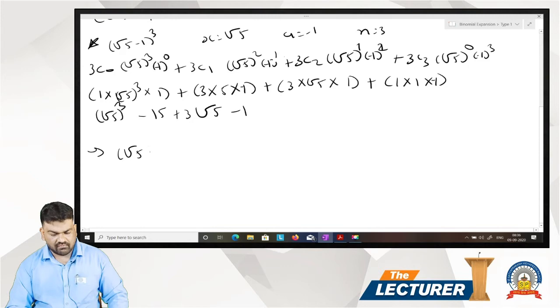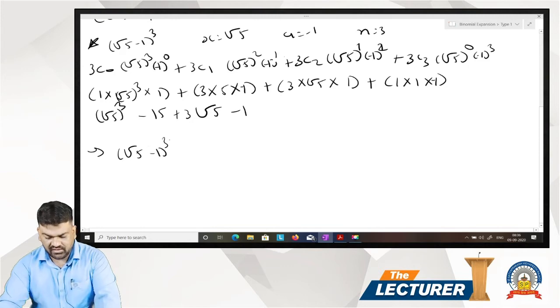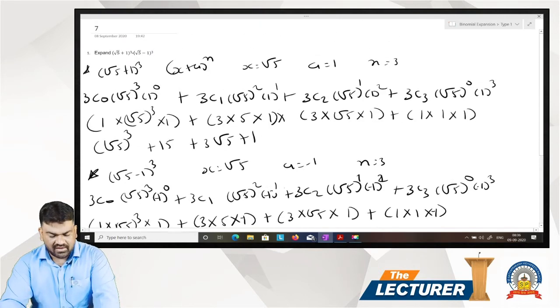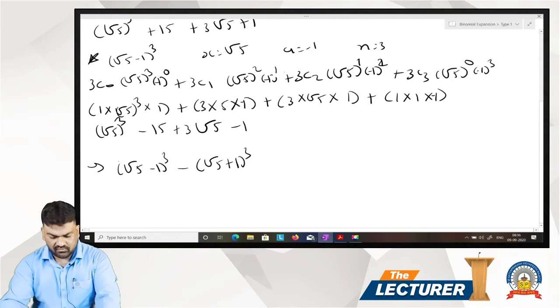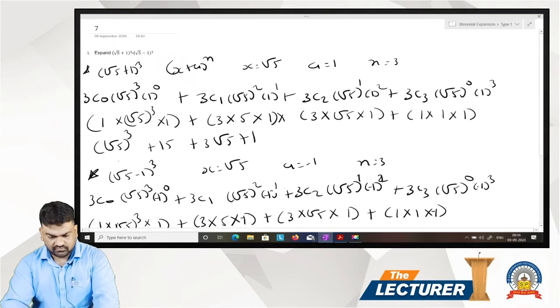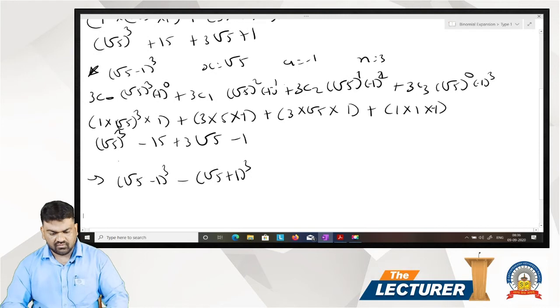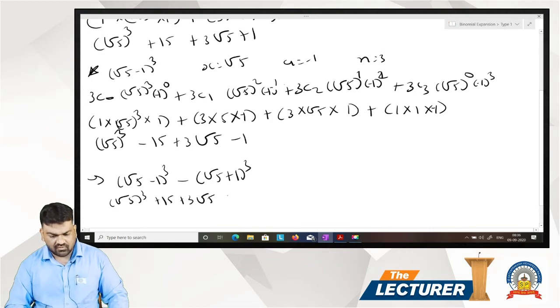Root 5 minus 1 raised to 3 minus root 5 plus 1 raised to 3. First answer: root 5 raised to 3 plus 15 plus 3 root 5 plus 1.